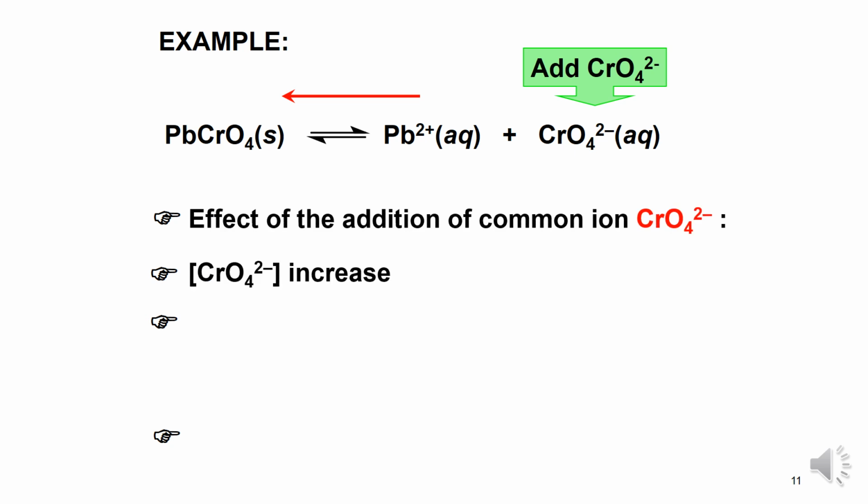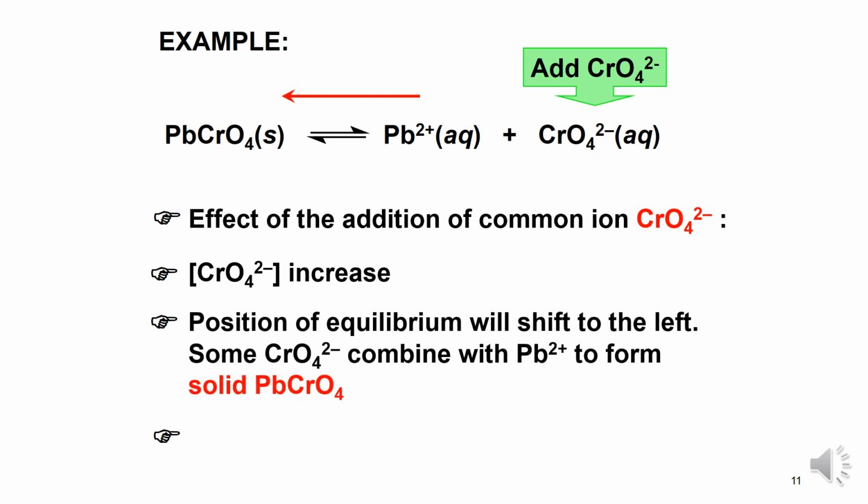So the effect of the addition of the common ion: first, the concentration of CrO4 2- ion increases. Second, the position of equilibrium will shift from right to left. Some of the CrO4 2- ion will combine with Pb2+ ion to form solid PbCrO4. So the solubility of PbCrO4 will decrease.